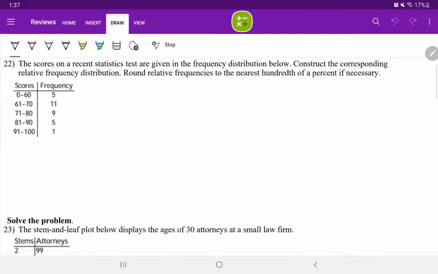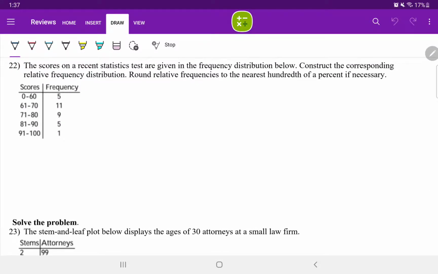Number 22. It says the scores on a recent statistics test were given in a frequency distribution below. You want to construct the corresponding relative frequency distribution. You want to round the relative frequencies to the nearest hundredth of a percent if necessary. Here is the formula on how to find the relative frequency.